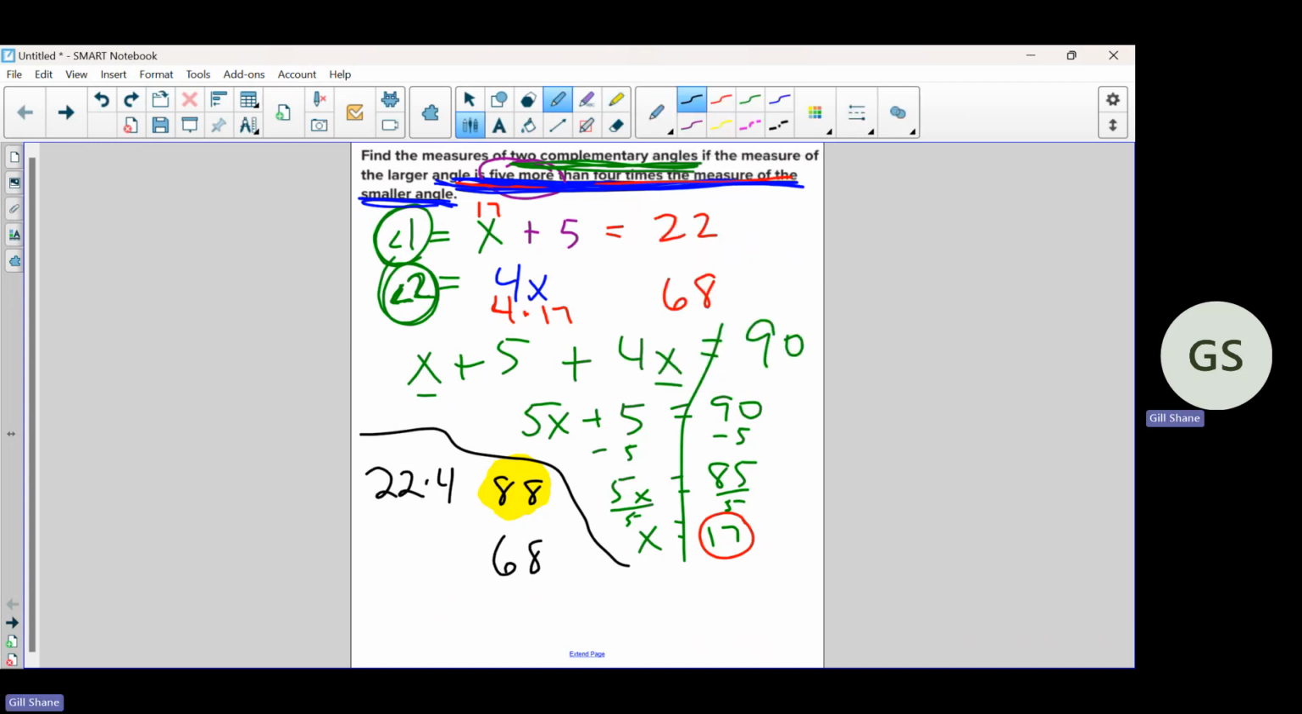we'll go to blue again. This number down here, which is the bigger angle, should be 5 more than 88, because that's 4 times the smaller angle. Well, clearly it's not. 68 is not 5 more than 88. It's not 5 more than 4 times the smaller angle. So that is incorrect. Those numbers don't work.